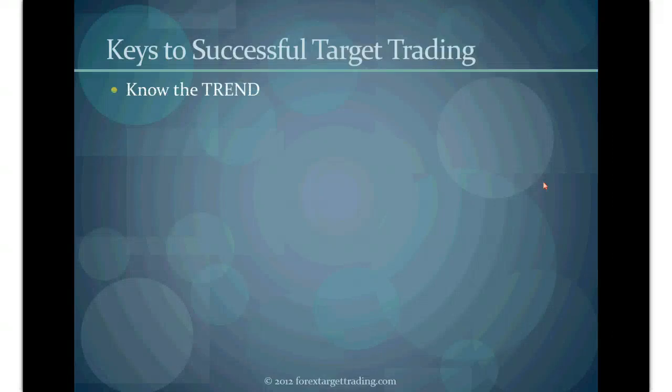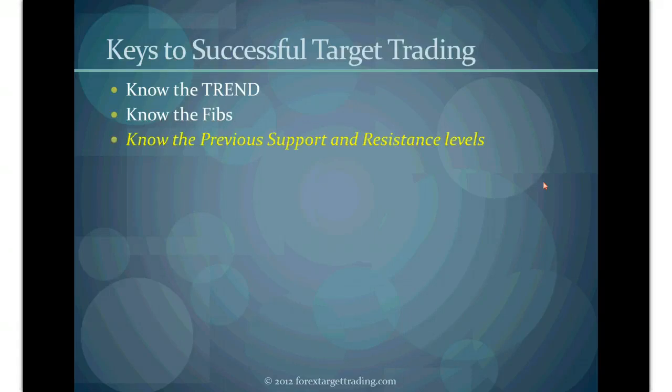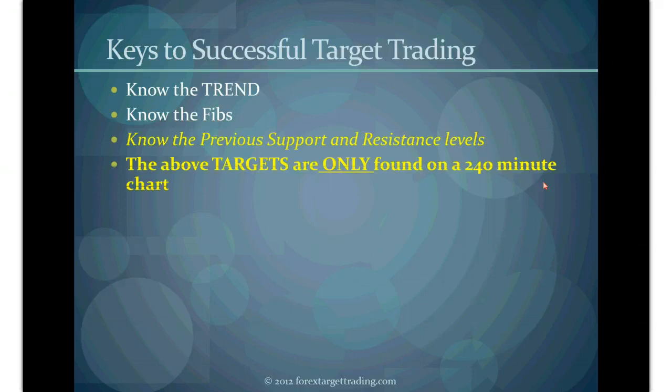So the keys to successful trading are, you have to know the trend. That's the first start. If you don't know the trend, you don't know where to look for the targets. Are you going to look for them up, or are you going to look for them down? We have to know the fibs, because that's part of the big boys' targets. We have to know the previous support and resistance levels. The above targets are only found on a 240-minute chart. All right? We have to have strict margin management. We never risk more than 2% of our account. How much is that? That's $20 for every $1,000 you have in your account. You can risk $20.